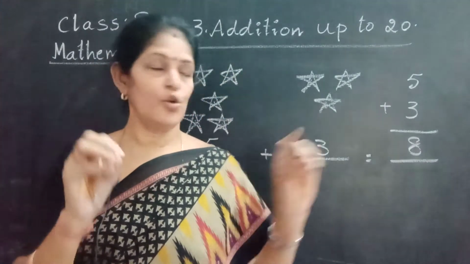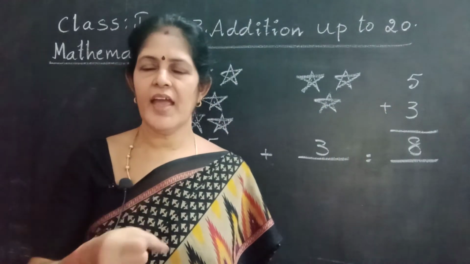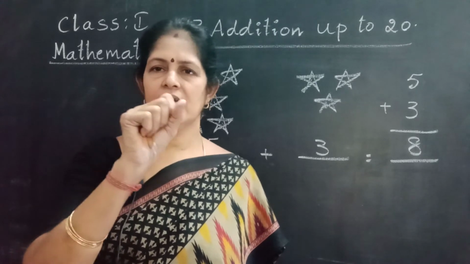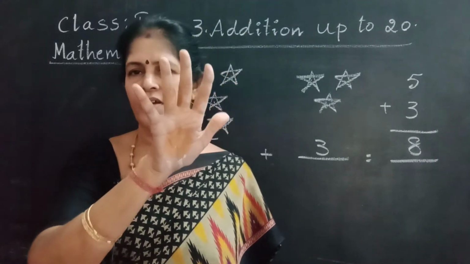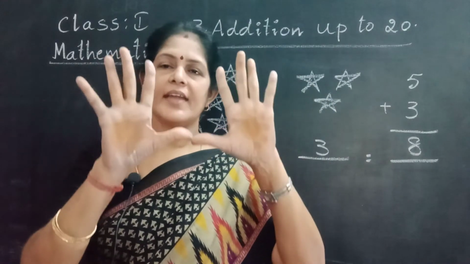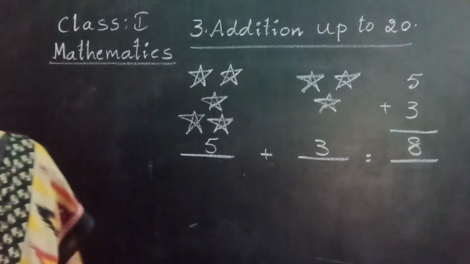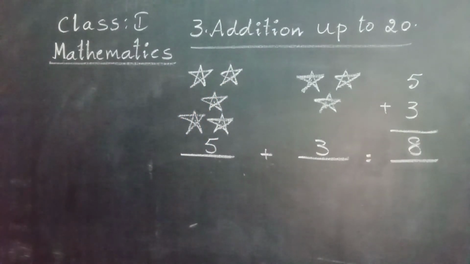Okay. Like that you look at the number and take fingers in your hand. How many fingers? One hand has 5. Another hand also 5. 5 and 5 make 10. Next one.